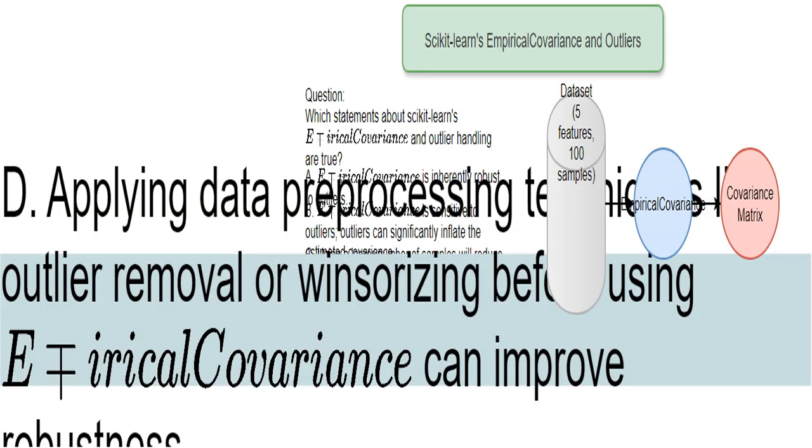This statement suggests ways to improve how empirical covariance handles outliers. Data pre-processing refers to steps done before the analysis. I'll have to evaluate whether outlier removal or winsorizing, limiting extreme values, helps make the covariance calculation more reliable. Pre-processing steps like removing outliers or adjusting extreme values, or winsorizing, often significantly improve the reliability of the results.